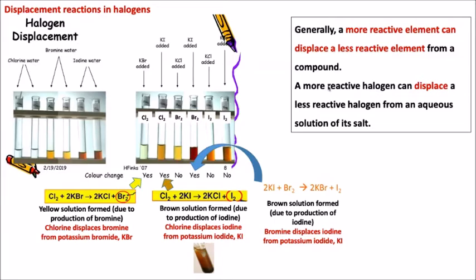Aqueous means something which has been dissolved in water. So if you want to write it down somewhere or look for it later on, aqueous means something which has been dissolved in water. If you look at it carefully, chlorine is more reactive than bromine, and therefore would displace bromine from the compound. And that is why we have potassium chloride being formed and bromine gas being formed.